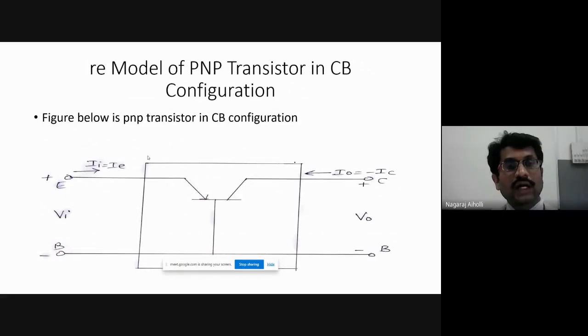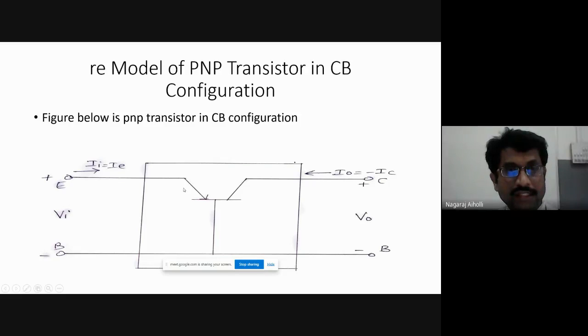Next, we'll move on to the RE model of the PNP transistor. RE model for the PNP transistor in common base configuration. Just now we discussed the NPN transistor. Now we are considering the PNP transistor. That's the difference. The arrow mark is pointed into the transistor, therefore it is a PNP transistor.